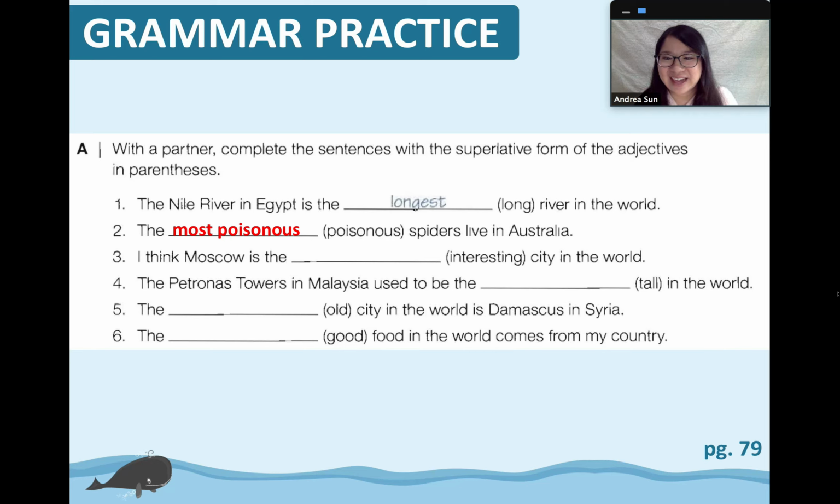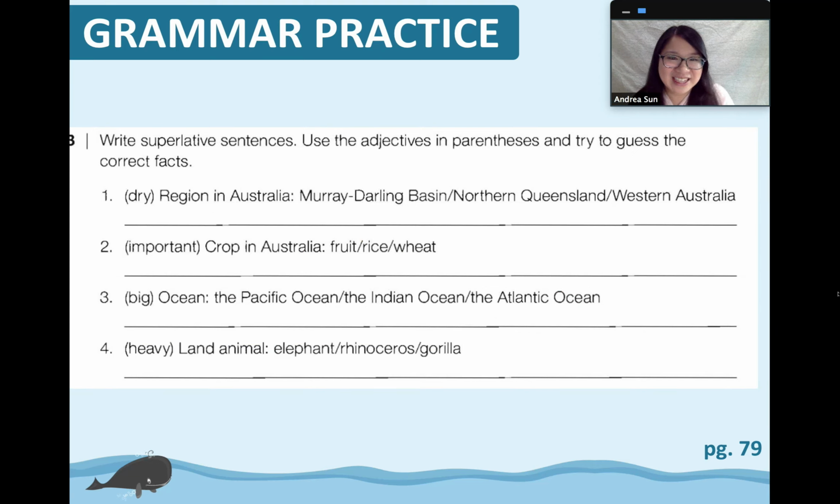Number 3. I think Moscow is the most interesting city in the world. Again, interesting. There are 4 syllables. The Petronas Towers in Malaysia used to be the tallest in the world. The oldest city in the world is Damascus in Syria, and the best food in the world comes from my country.